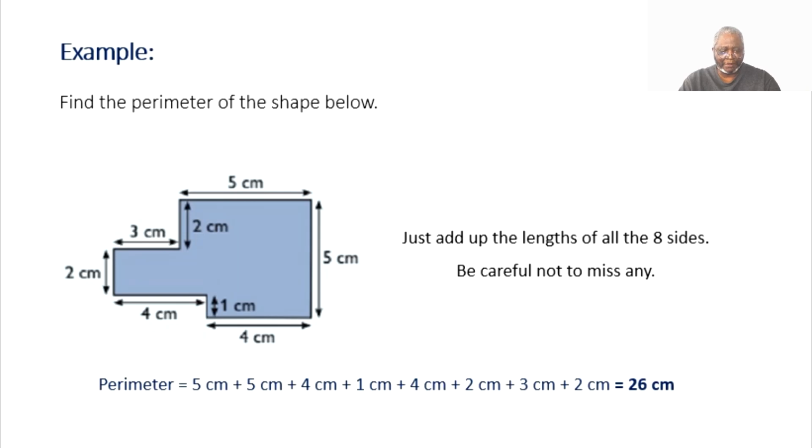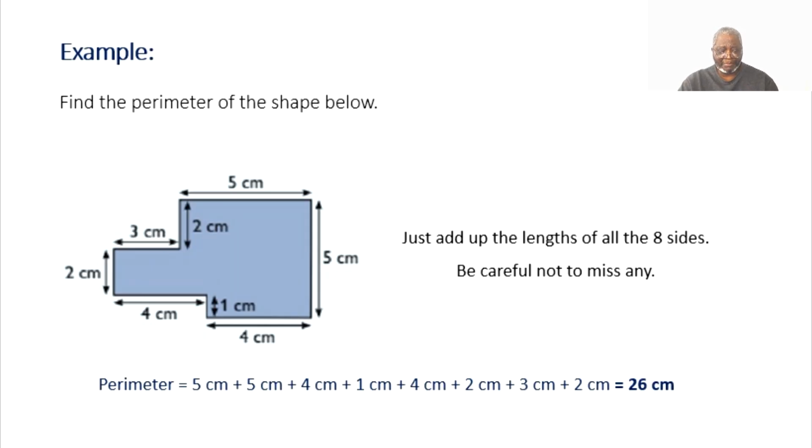Example, find the perimeter of the shape below. Now this is a little bit more complex shape. So all you need to do is just add up the length of all the 8 sides, but you must be careful not to miss a side. That is important. So if you have a pen and paper or something, draw it out and then label them A, B, C, D until you get all of them accounted for.